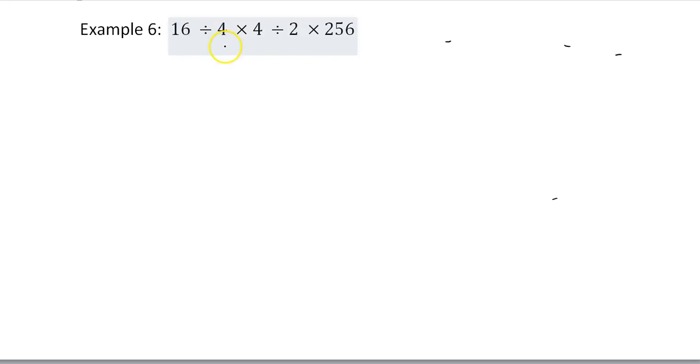I have no parentheses. I have no exponents. Right? Now I'm going to just start with my multiplication and division, going from left to right at the same time. So my 16 divided by a 4 is going to give me a 4 times 4 divided by 2, and then I'm going to multiply by 256. Oops, 256. Smush it all together there.